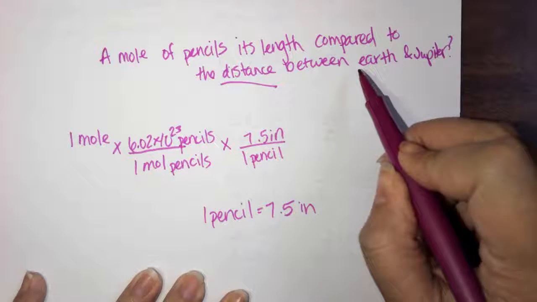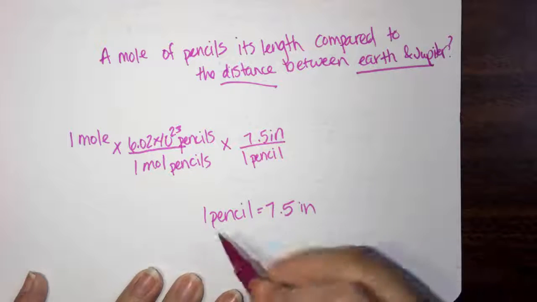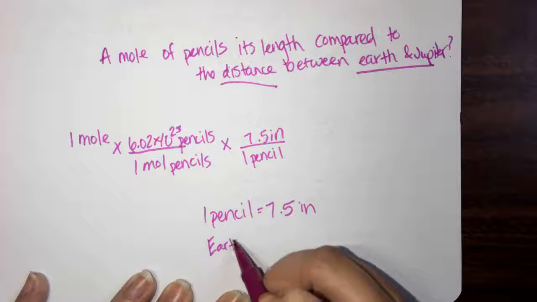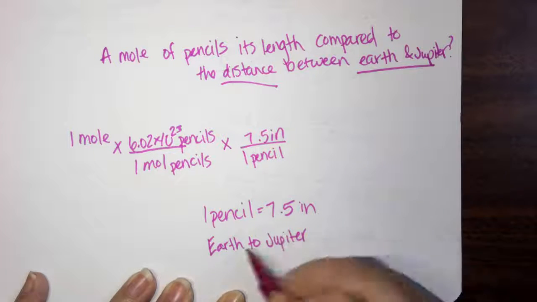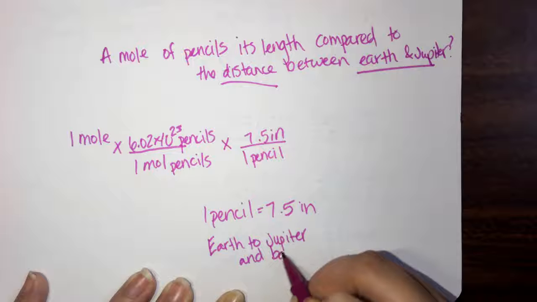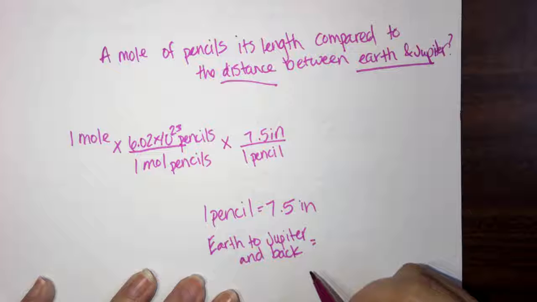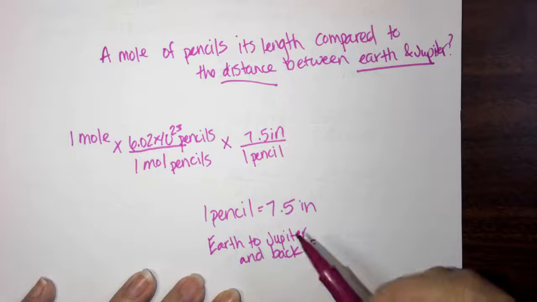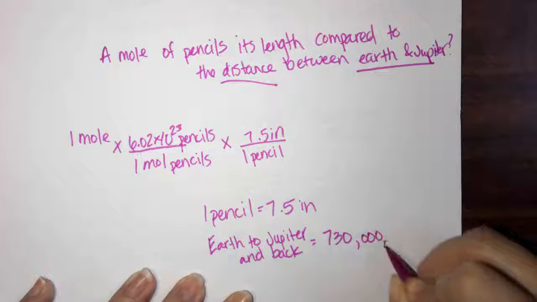And so now I have to go to Earth and Jupiter's length and compare that to what I have. So once again, we're going to look at the distance between Earth to Jupiter, and I'm going to go and back. This should say Earth and Jupiter and back. So we want to know the distance between Earth and Jupiter, and we're going to double it for this value. If you look on Google or go to websites, you'll find that you have roughly 365 million miles from Earth to Jupiter, and so we double that and we get 730 million miles.